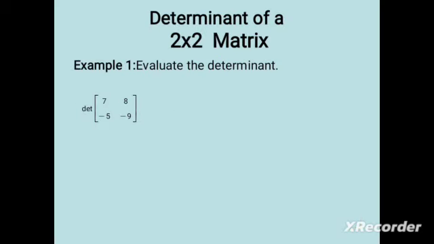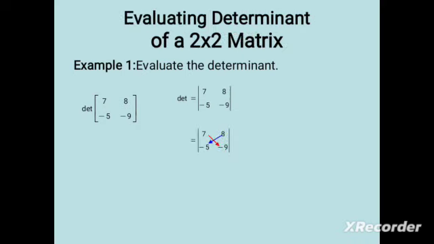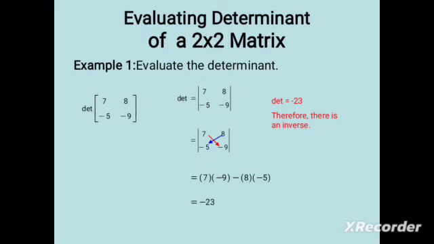Now, using real examples, evaluate the determinant of the matrix. So we have the matrix 7, 8, negative 5, negative 9. So the determinant, of course, we are going to multiply along the diagonal. And so we will have the main diagonal, which is 7 and negative 9, minus the product in the other diagonal, that is of elements 8 and negative 5. So that means we have 7 into negative 9 minus 8 into negative 5. When you do that and subtract, you get negative 23.